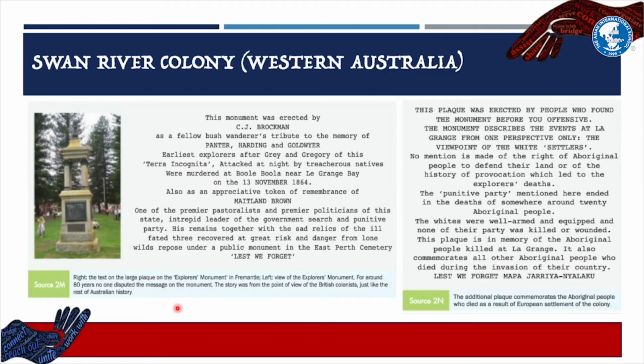However, another plaque was constructed, and this showed the Aboriginal perspective. So, for the Aboriginals, the monument describes the events at Lagrange from one perspective only, the viewpoint of the white settlers. No mention is made of the right of Aboriginal people to defend their land or of the history of provocation which led to the explorer's death. The punitive party mentioned here ended in the deaths of somewhere around 20 Aboriginal people. The whites were well armed and equipped, and none of their party was killed or wounded.